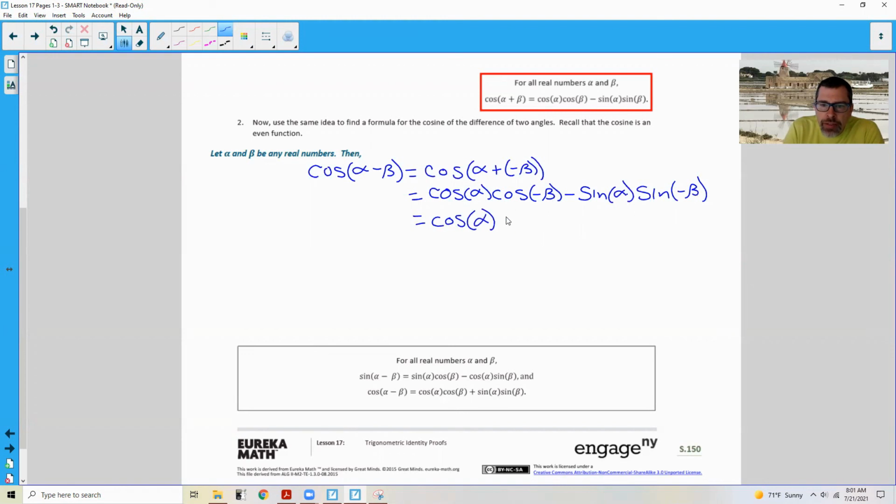Remember, cosine of negative beta is the same as cosine of beta. And then this is going to be plus, because the sine of a negative beta is the same as negative sine of positive beta, and a negative times a negative is positive. So that's going to give us the sine of alpha, the sine of the positive beta. Therefore, the cosine of alpha minus beta is cosine alpha cosine beta plus sine alpha sine beta. And the sine of alpha minus beta is the sine alpha cosine beta minus cosine alpha sine beta.